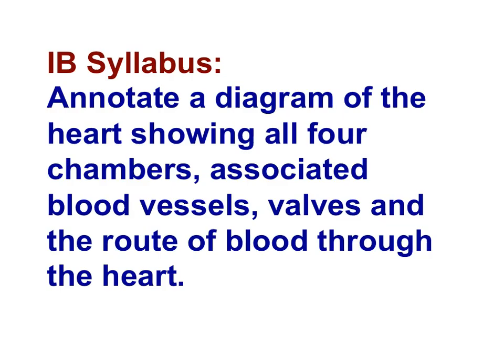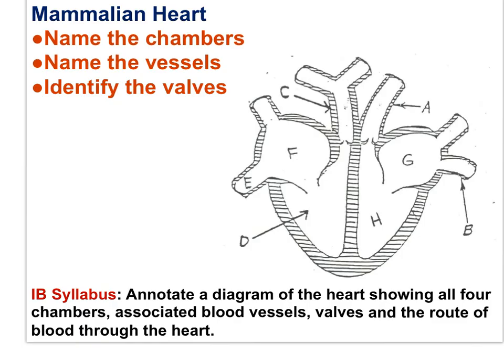And here is our next IB syllabus statement. Annotate a diagram of the heart showing all four chambers, associated blood vessels, valves, and the route of blood through the heart. Here is a simple image of the heart. Notice the tissue that clearly separates the right side from the left side. The right side of the heart receives and pumps deoxygenated blood, while the left side of the heart receives and pumps oxygenated blood. I will name each chamber and vessel, and I will identify the valves, but we'll work on blood flow through the heart in the slides to come.